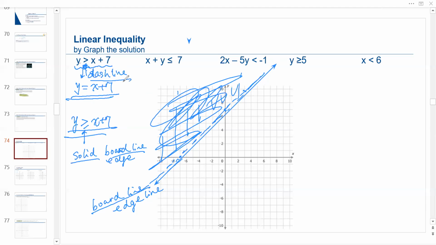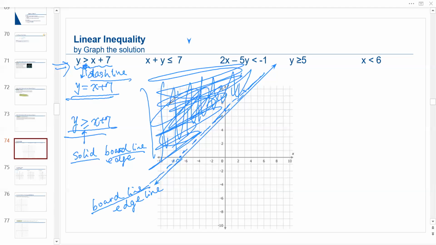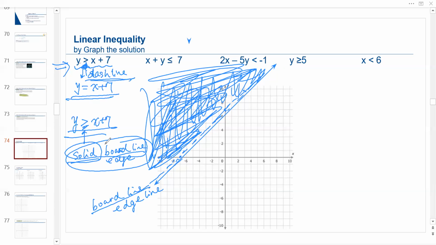All right, so this is the first one. It means you need to describe this shadow area. This shadow area is what we want, and also describe whether they are including the borderline or not. If they are not equal, use the dash line. If they are including, use the solid line. All right, let's see the second one.